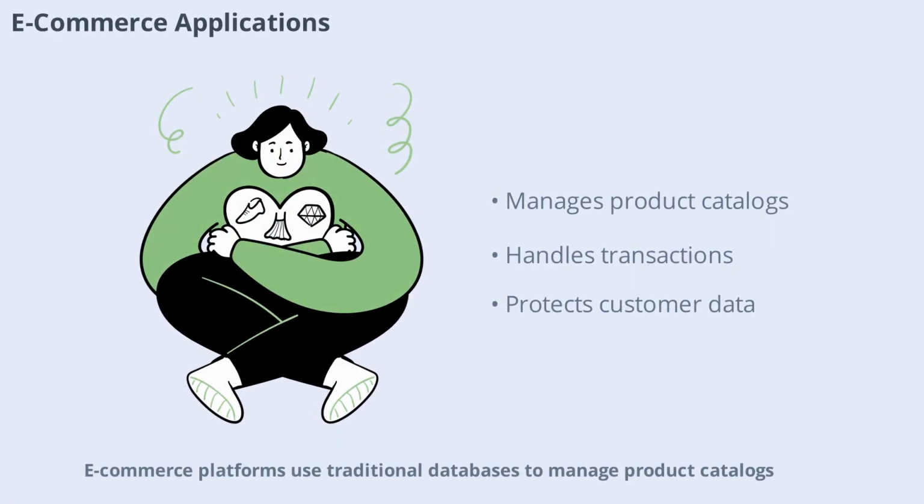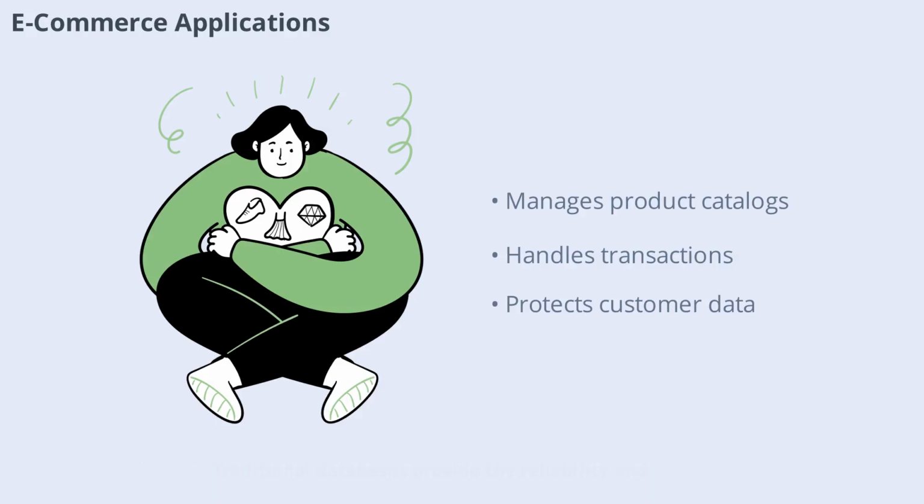E-commerce platforms use traditional databases to manage product catalogs, customer accounts, and order histories. The ability to handle complex queries and transactions is essential for processing purchases and tracking shipments. Security features protect customer data, while scalability options help businesses handle peak shopping periods. Traditional databases provide the reliability and performance needed for successful online stores.